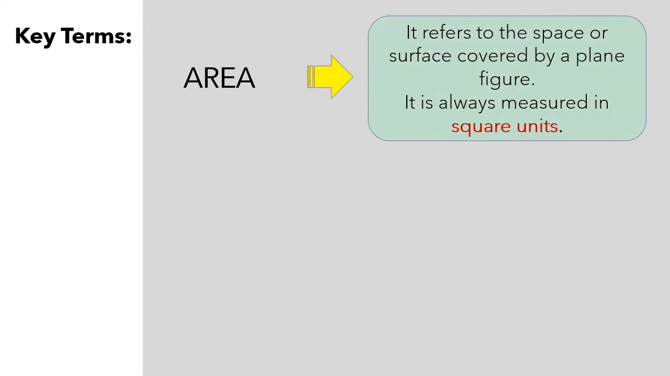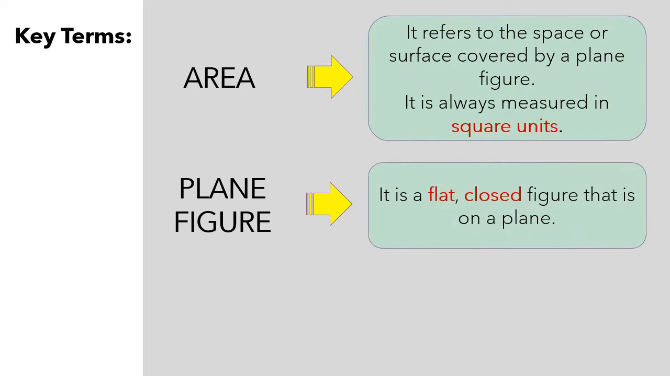Area refers to the space or surface covered by a plane figure. It is always measured in square units. In the metric system, the fundamental unit for area is the square meter. A plane figure is a flat, closed figure that is on a plane. We usually call a plane figure a shape.